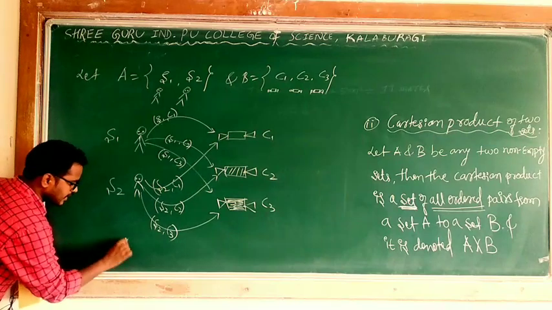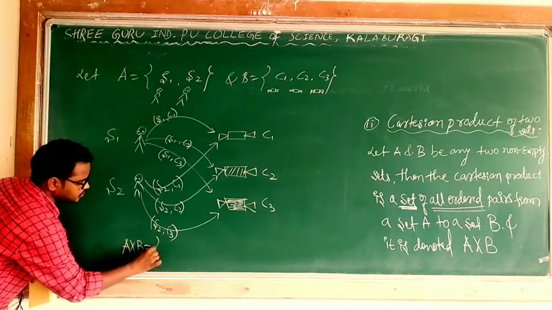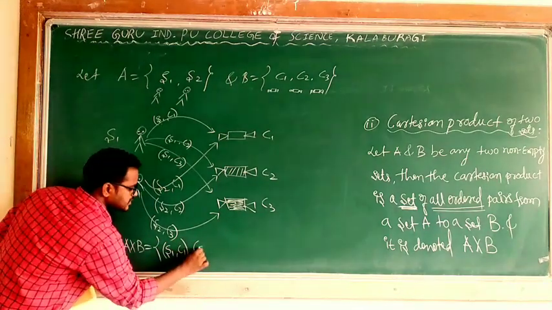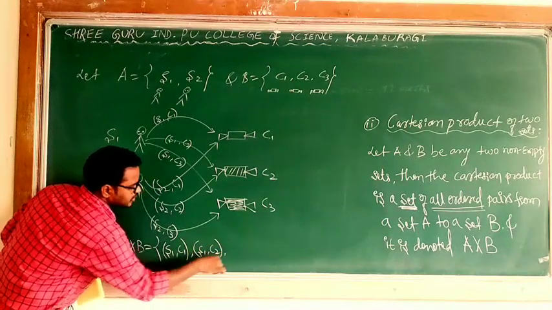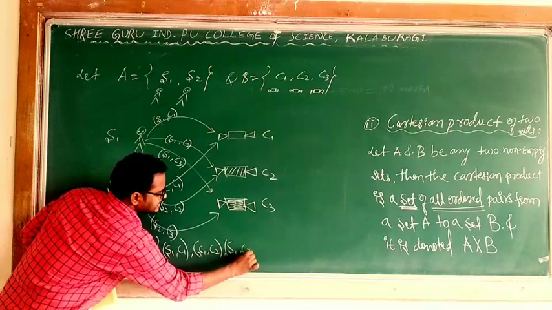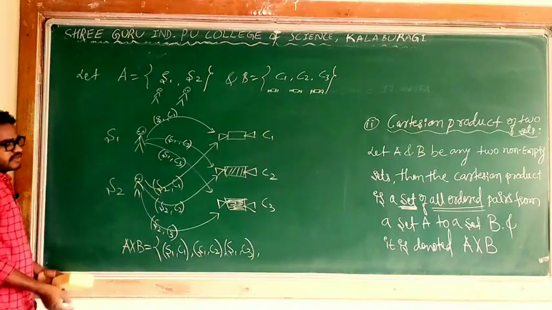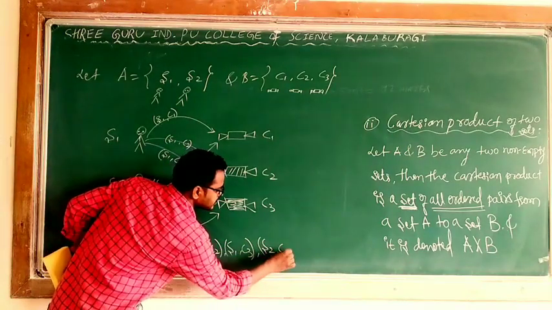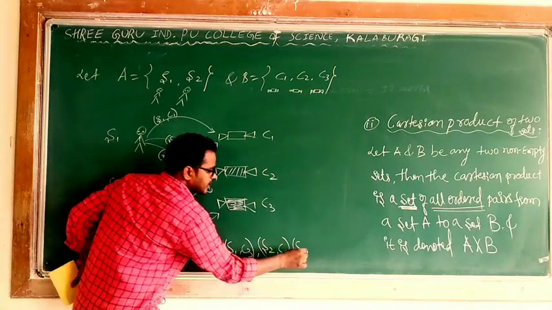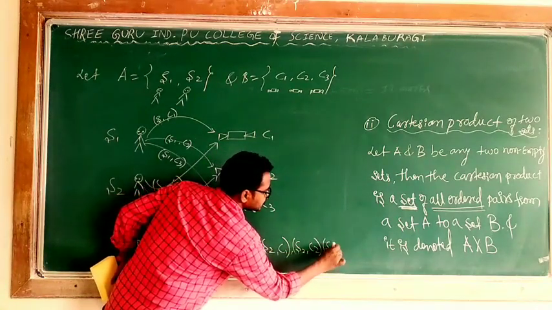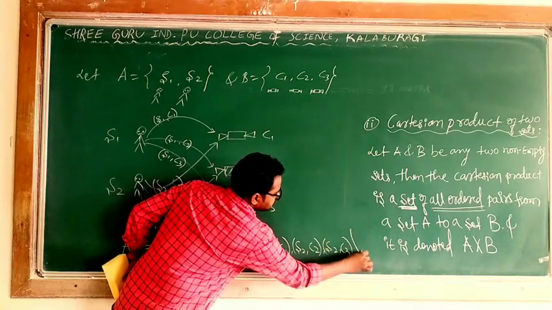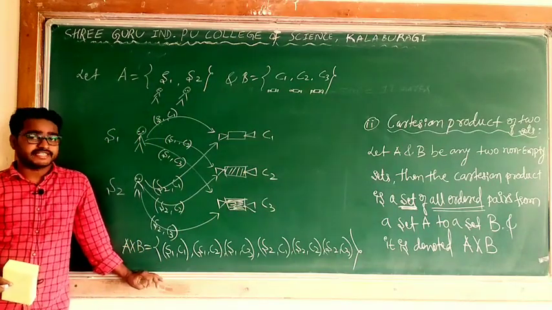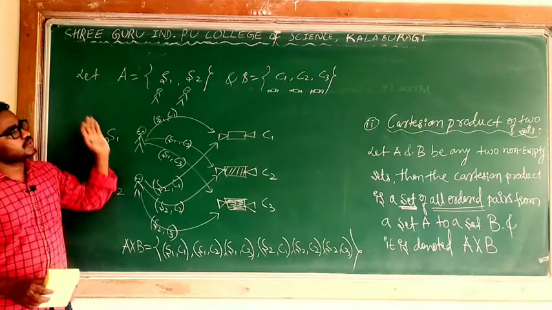So the Cartesian product A cross B is: S1 C1, the first ordered pair; S1 C2, the second; S1 C3, the third. Then with the second student, S2 C1, S2 C2, S2 C3. This is the Cartesian product. There are 6 possible ways of collecting ordered pairs from the first set to the second set.